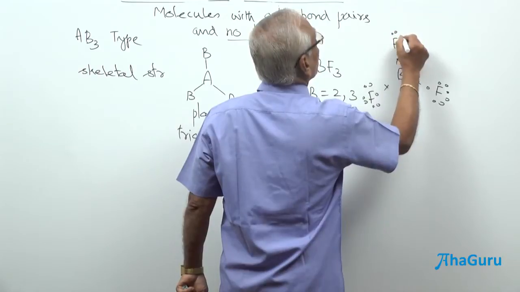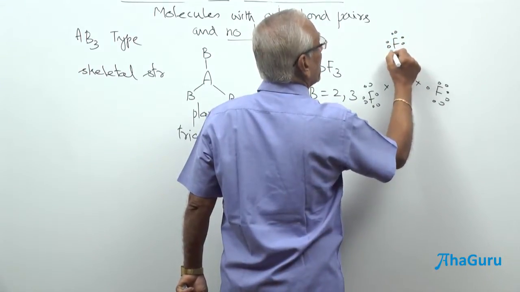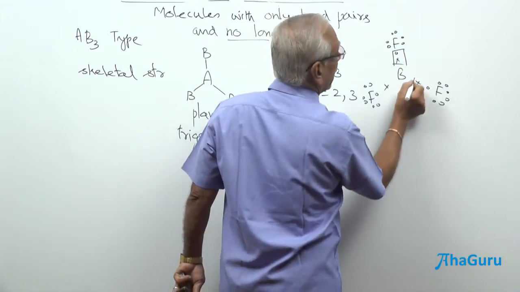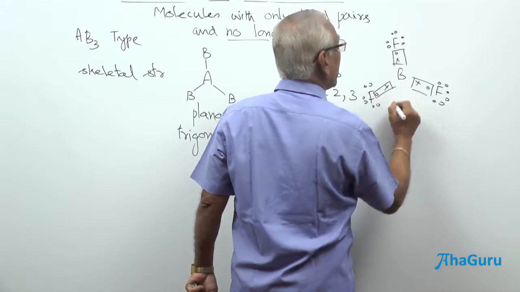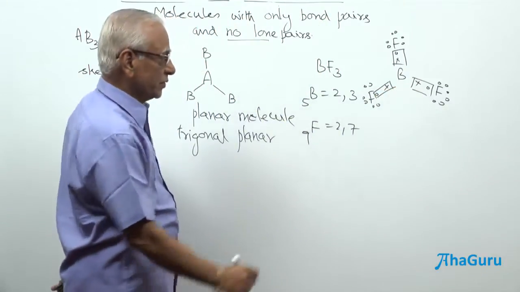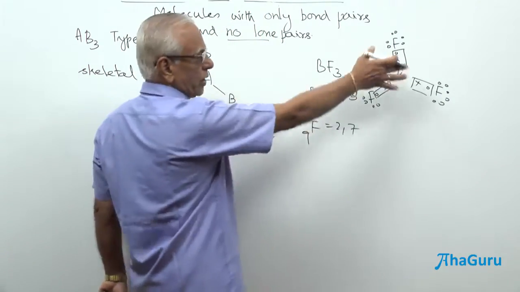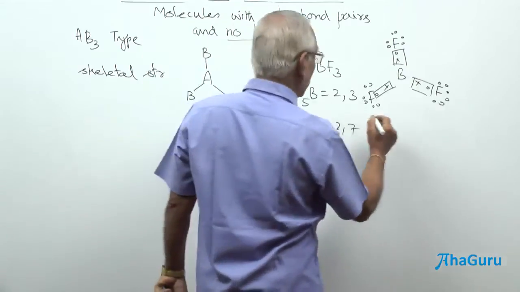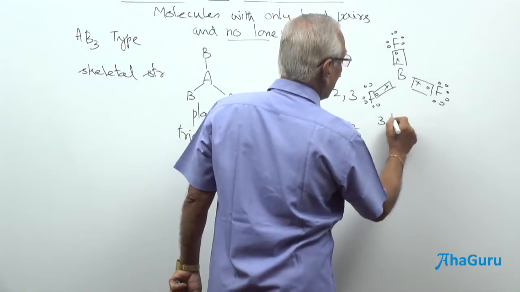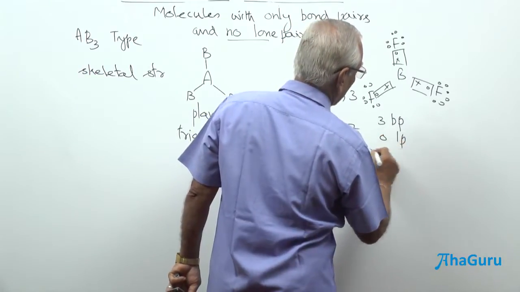So, all the 3 fluorine atoms, with 1 electron from each and 1 electron of boron, they share among themselves. Therefore, that could be a bond pair. So, around the central element there is no lone pair, no non-bonded electrons. All the electrons are bond pairs. So, in boron trifluoride there could be 3 bond pairs and 0 lone pair.